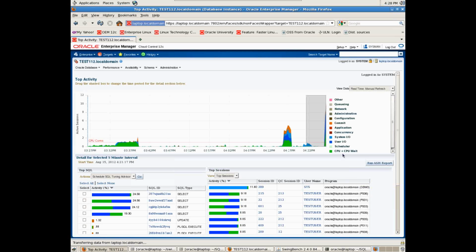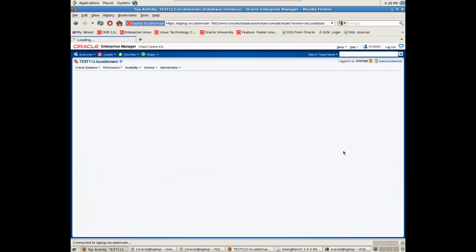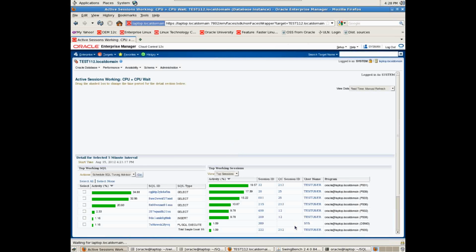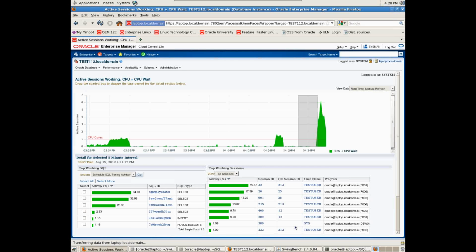Okay, so if we look in particular at CPU right here in top activity, all the time we can drill down into different wait classes and see how much activity is associated with that wait class. Although in CPU, for example, it's not so much a wait class as it's about CPU consumption. But I can drill into just which sessions and which SQL statements are consuming CPU.